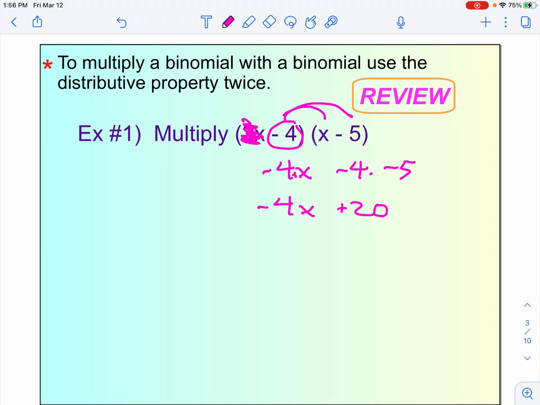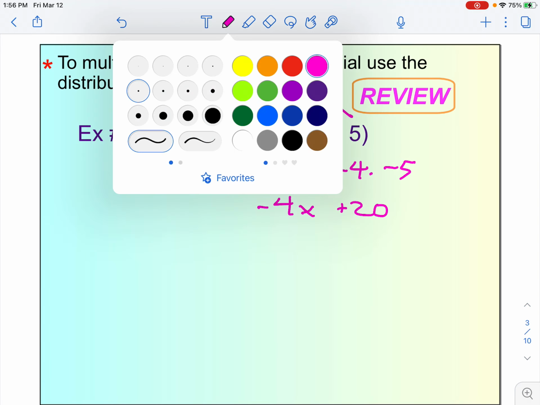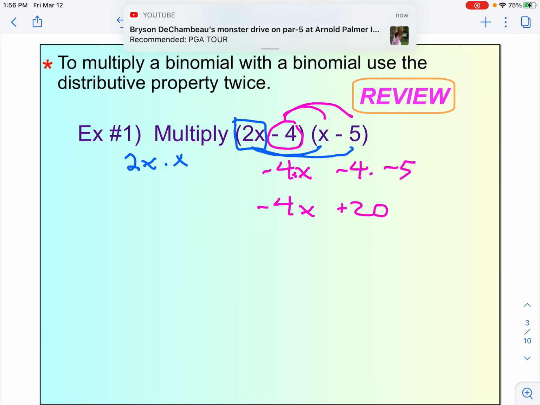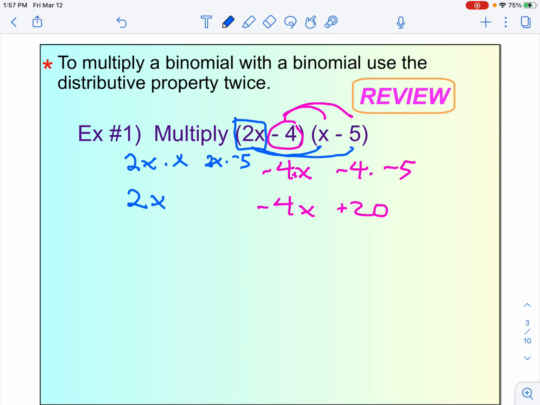But we don't have just negative 4. We actually have 2x minus 4, or plus a negative 4. So we have another part that we need to multiply: this 2x part needs to be multiplied to both the x and the negative 5. So 2x times x gives us 2x squared, and 2x times negative 5 gives us negative 10x.